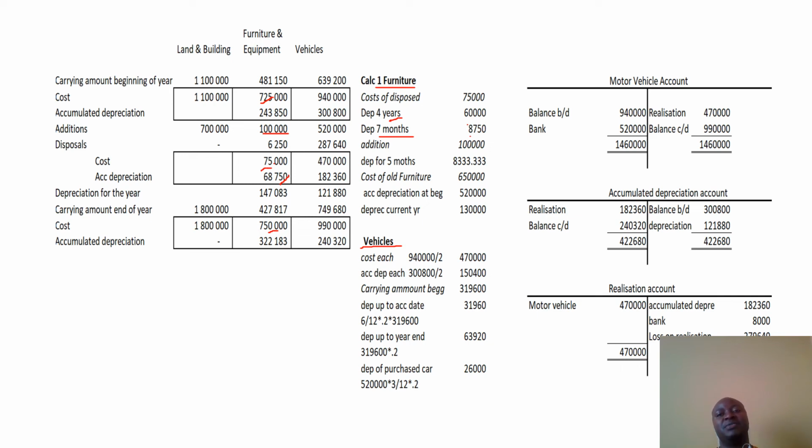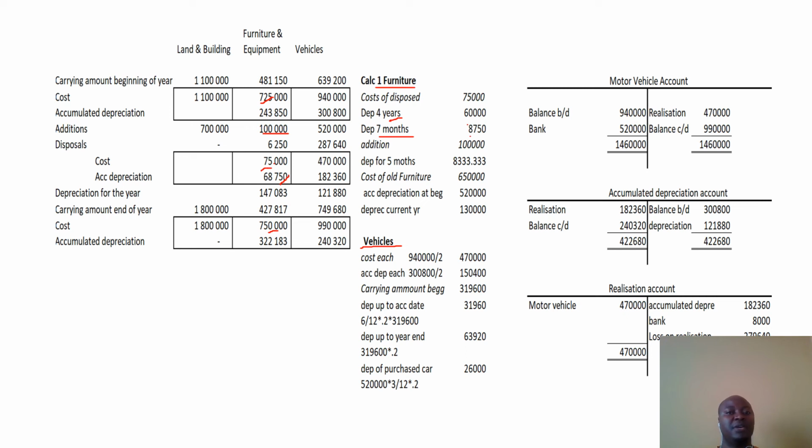Then you have depreciation of the furniture that has always been there from the beginning of the period up until the end of the period. It wasn't sold, it wasn't bought. How do you determine that? All right. You would say furniture at the beginning, which is 725, minus what has been sold, which is 75,000. You get furniture that has been there in the business from the beginning up until the end of the year, which is 650,000, right?